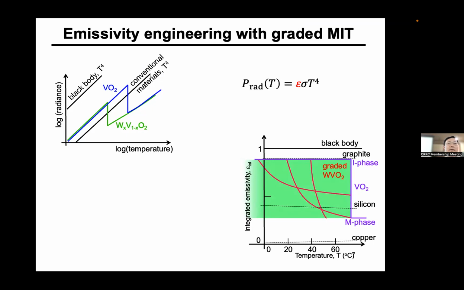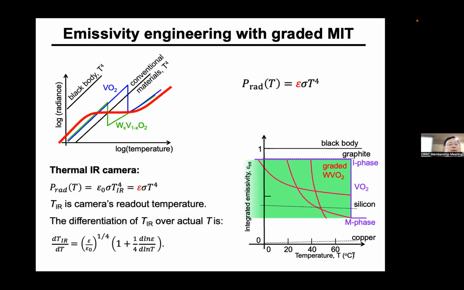So the first example: the Stefan-Boltzmann law says the radiated power P is proportional to temperature to the 4th power. What if I engineer epsilon to be T to the -4 power? T to the -4 times T to the 4th gives us a temperature-independent thermal radiation. Okay. And what is good about that? We all know that a thermal camera detects the radiated power, but the camera does that remotely. The camera does not really know the surface emissivity of the object. The camera would assume that the emissivity of your surface is 0.9 or 0.85, and then convert the received radiated power into T_IR, the infrared temperature. That's how your thermal camera can tell you the surface temperature.